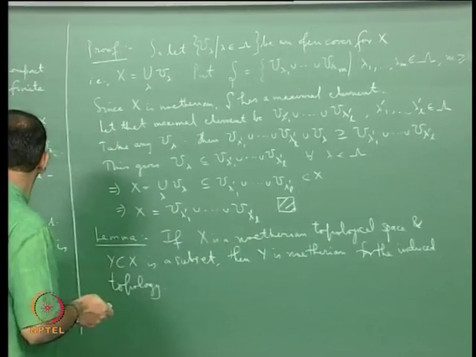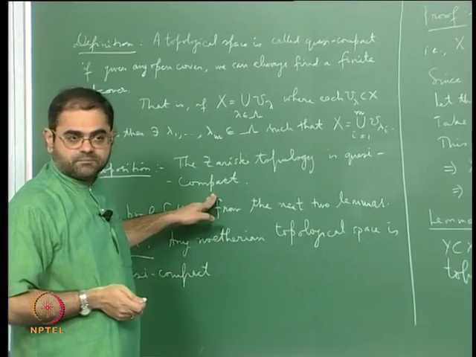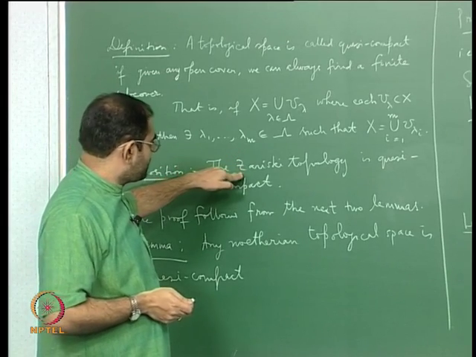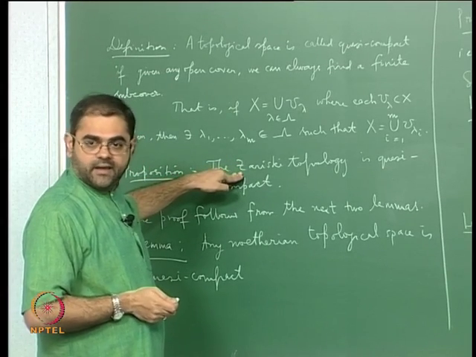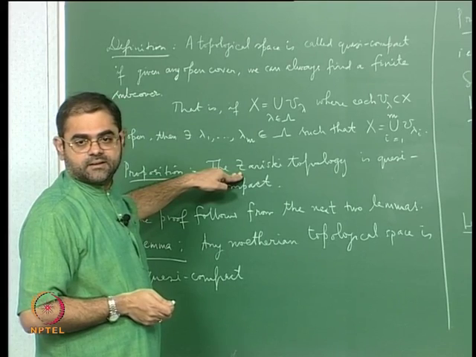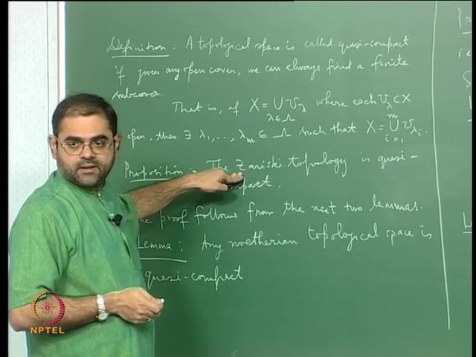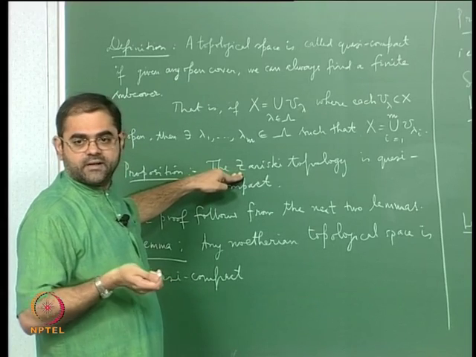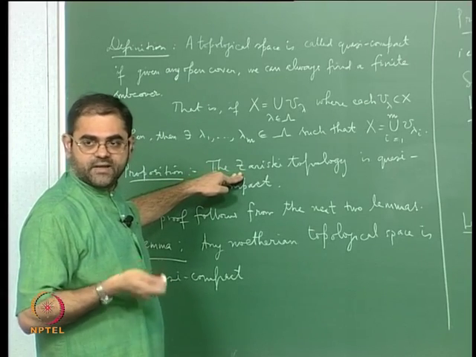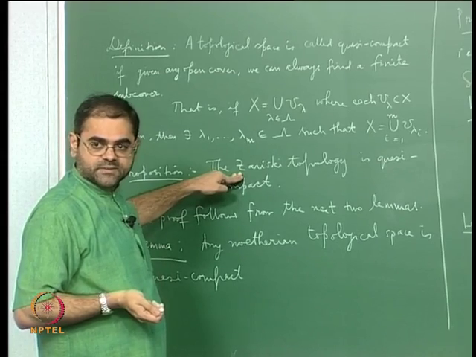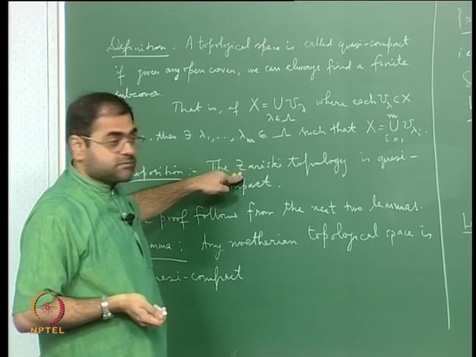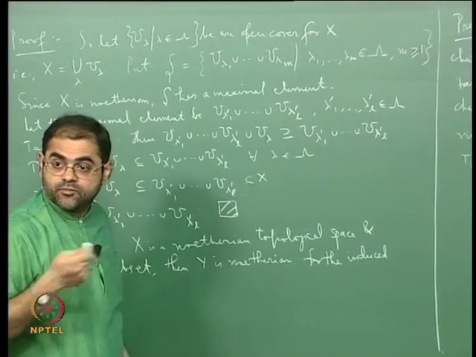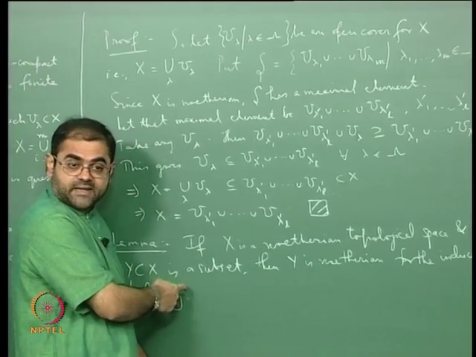Now apply both of these lemmas to the Zariski topology. First of all, notice that if I take affine space, any A^n is a noetherian topological space, which we have already seen. That is just a reflection of the fact that the polynomial ring in n variables is a noetherian ring. So any affine space is a noetherian topological space. Now since it is a noetherian topological space, any subset of A^n given the induced topology is also a noetherian topological space because of the second lemma.